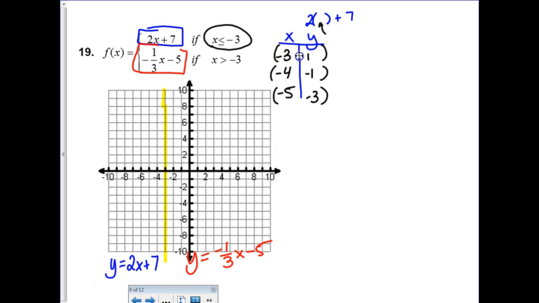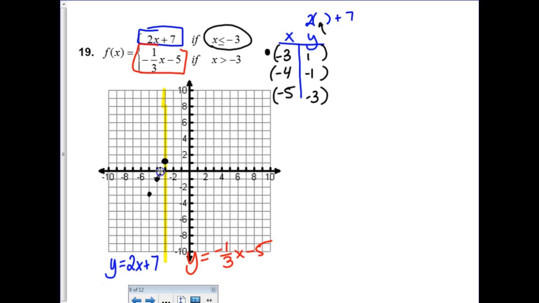So that very first one on the boundary line, remember it does exist on the boundary line, so it's going to be a closed circle. Everything off the boundary line is always just a regular point. So at negative 3, 1, start off with a closed circle, and then plot a point at negative 4, negative 1, negative 5, negative 3, there we go.